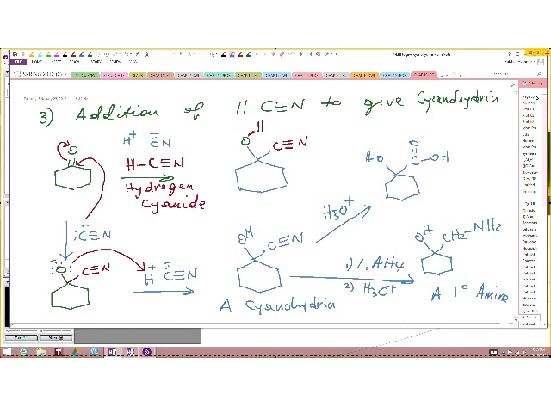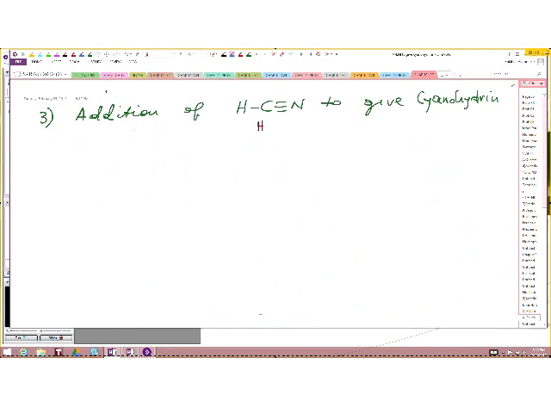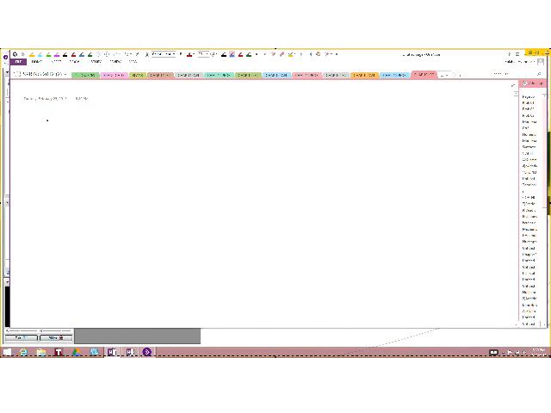Okay. Number 4, still under nucleophilic addition. Addition of phosphorus ylide. Now, this is a brand new reaction for you guys. All of the reactions that we have been doing so far, those are reactions that we've done before. So this is new.